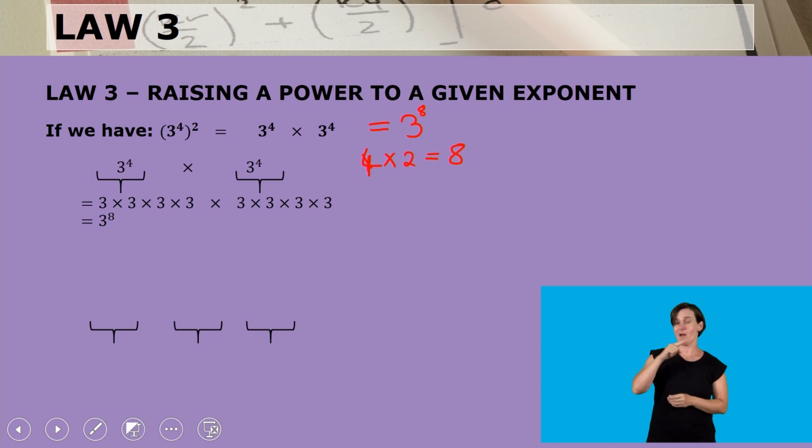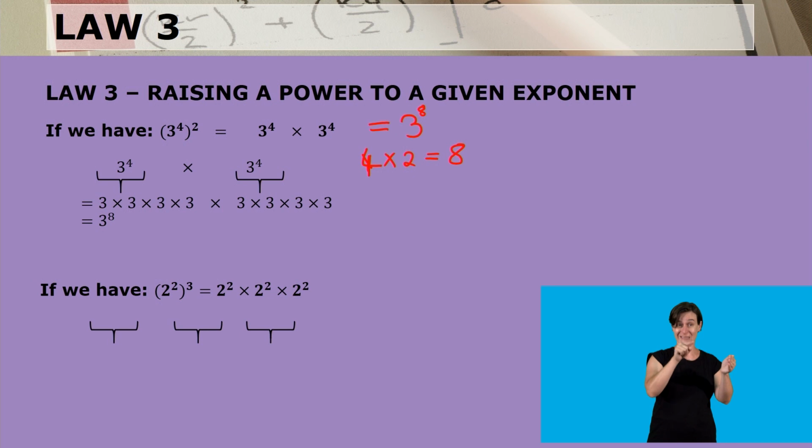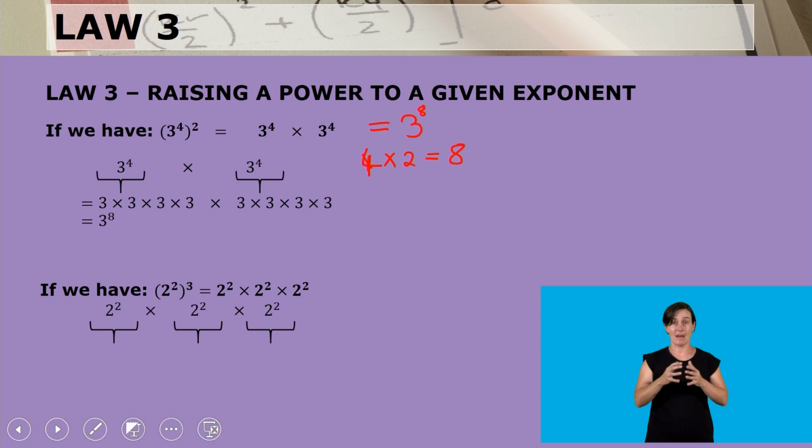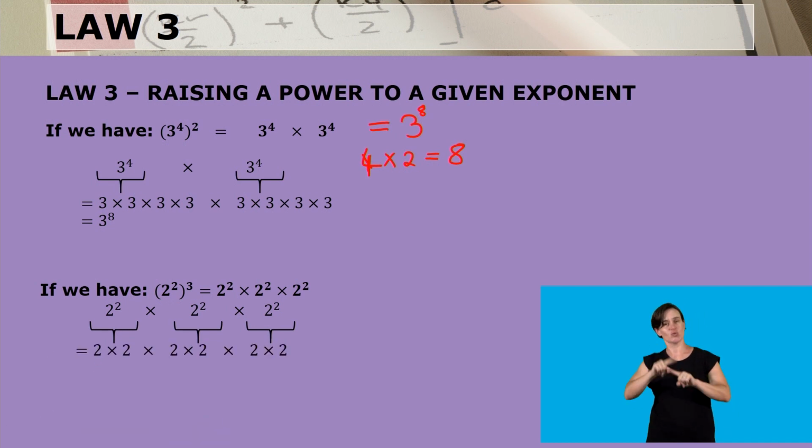Let's use another example. So now we have a 2 squared, and this is raised to a power of 3. So it's 2 squared, and that power has been cubed. Now cubed would mean that that power is being multiplied by itself 2 times. So what does this mean? It means 2 squared times 2 squared times 2 squared. Let's expand these powers. So 2 squared is 2 times 2, and another 2 squared would be 2 times 2, and another 2 squared would be 2 times 2.